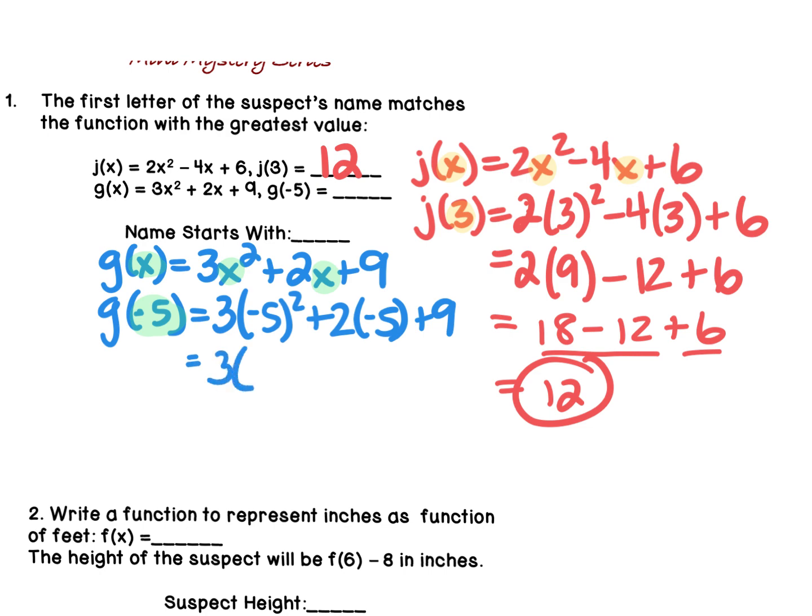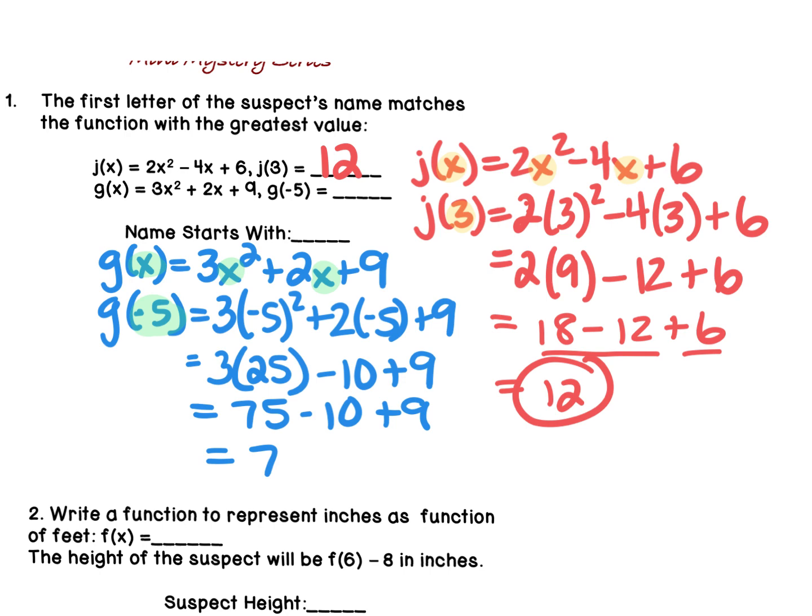So I'm going to go ahead and hit up negative 5 squared, that's 25. 2 times negative 5 is negative 10. 3 times 25 is 75. So 75 take away 10 is 65. 65 and 9 is going to be 74.